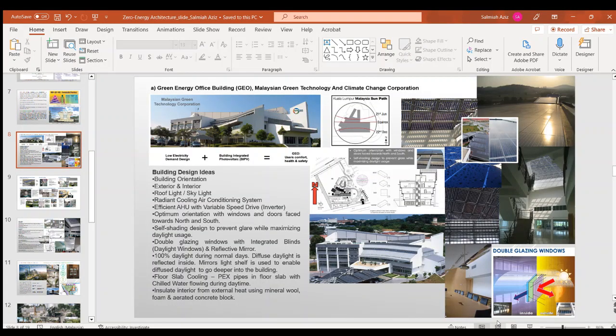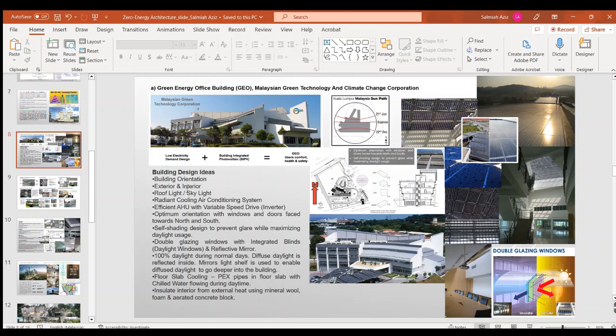There are two examples of green architecture buildings that I will be discussing in this conference. One of them is the Green Energy Office Building, in short GEO, of the Malaysian Green Technology and Climate Change Corporation, and another building will be the Exchange TRX, Tun Razak Exchange. About the GEO building, it is currently owned by Green Tech. The components of the green building include low electricity demand design and also building integrated photovoltaic, BIPV. The solution is user comfort and also health and safety. So this is the output of the design, by the way.